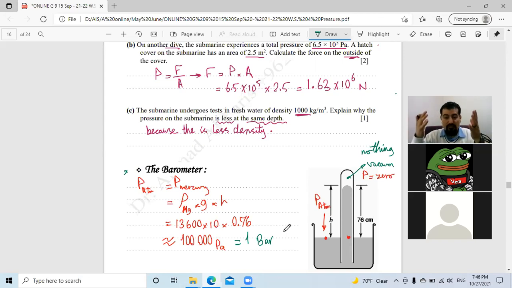So whenever you see bar or millibar, this is the new unit of pressure. 1 bar is equal to how much? 100,000 Pascal. Okay? Good.